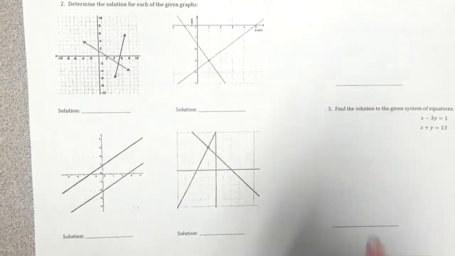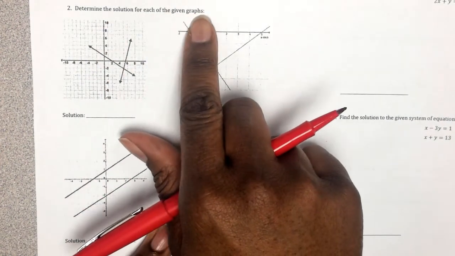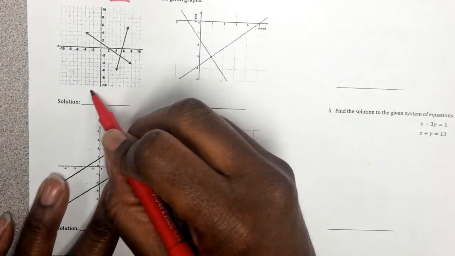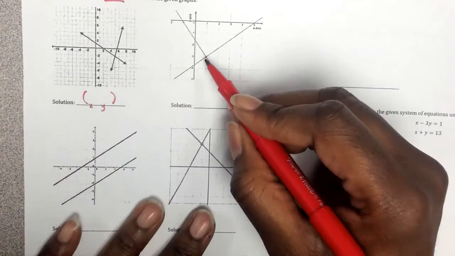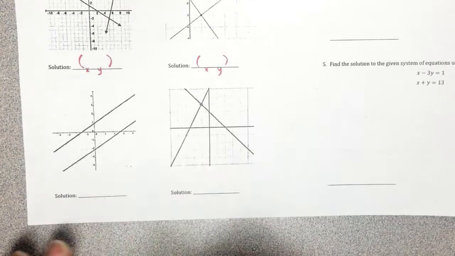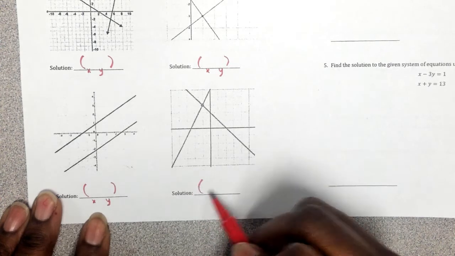All right, moving on to 2. There's 4 problems on number 2. It says determine the solution for each of the given graphs. Are you going to use stat edit? No, because it doesn't ask me for a slope. It doesn't ask me for a y-intercept. It asks me for a solution. When I'm writing my solutions, it's going to be where the 2 lines cross, the x comma y. Where do the 2 lines cross? Oh, that's my solution, x comma y. Once again, where do the 2 lines cross?